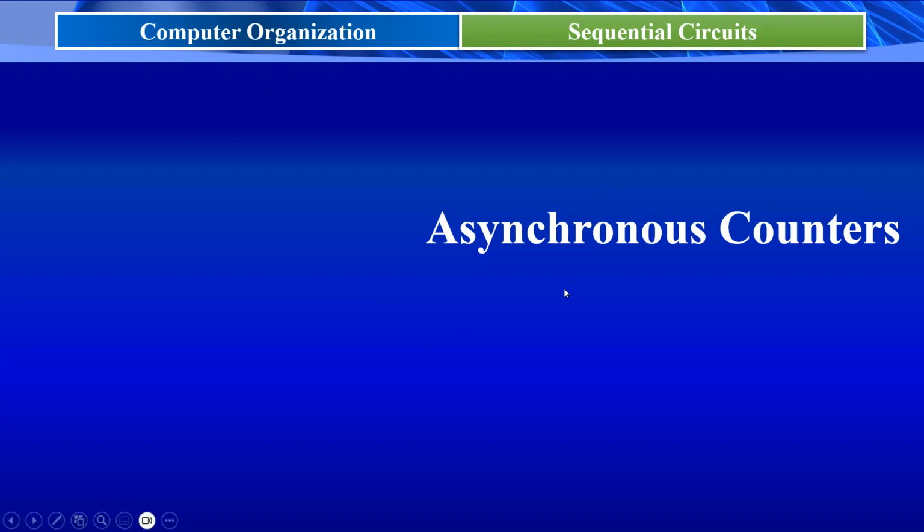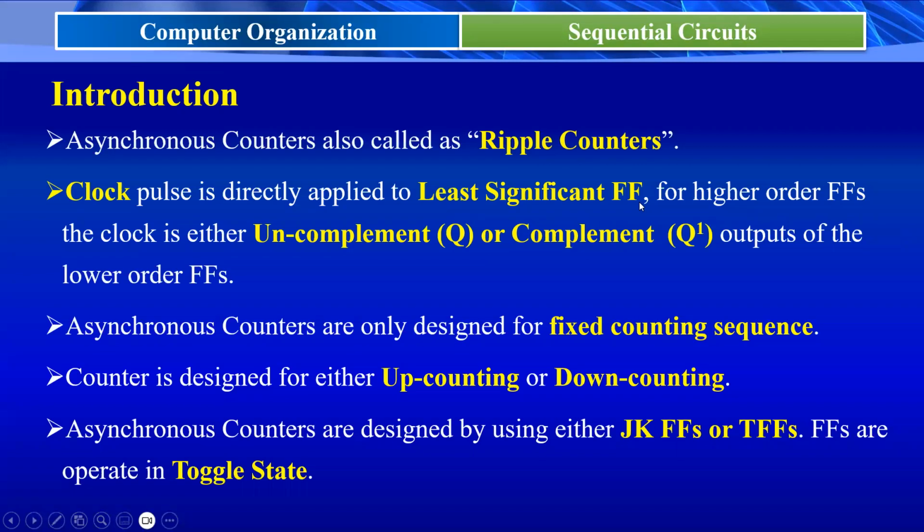Coming to asynchronous counters. Asynchronous counters are also called ripple counters. The reason for this is the clock pulse is directly applied to only the least significant flip-flop present in the counter. For higher order flip-flops, the clock pulse is either the uncomplemented Q or the complemented Q bar output of the lower order flip-flops.